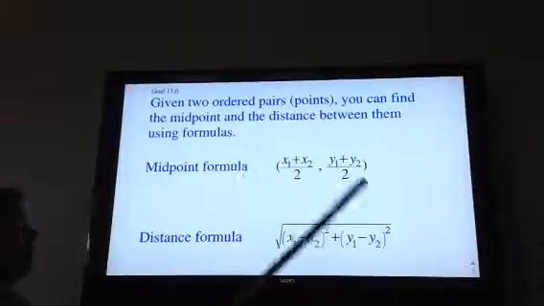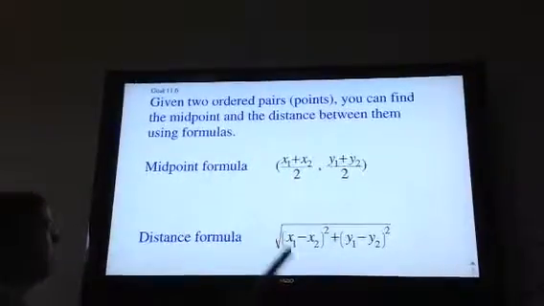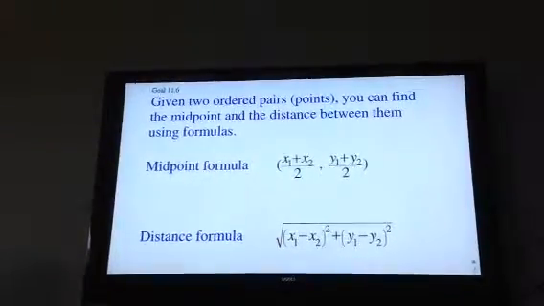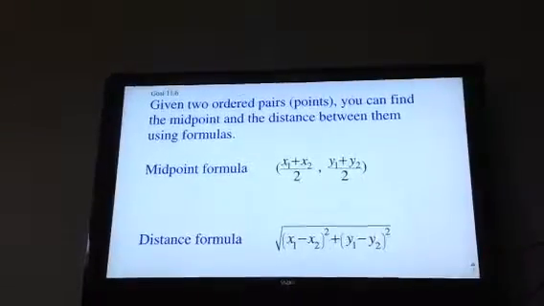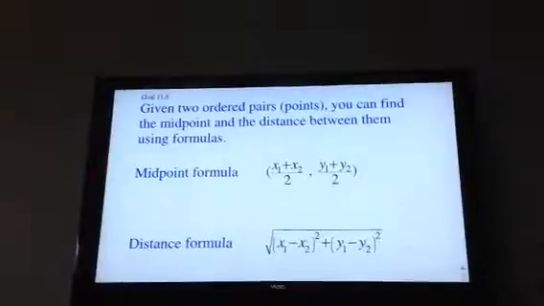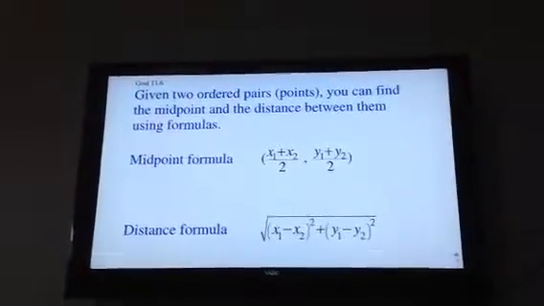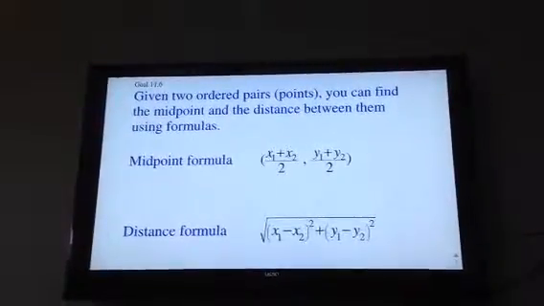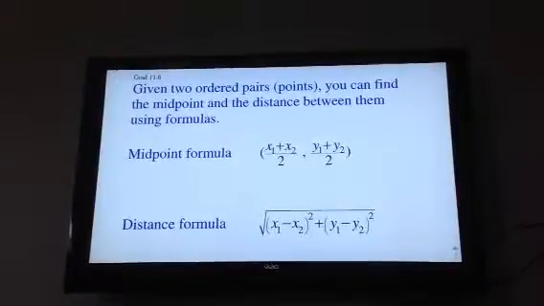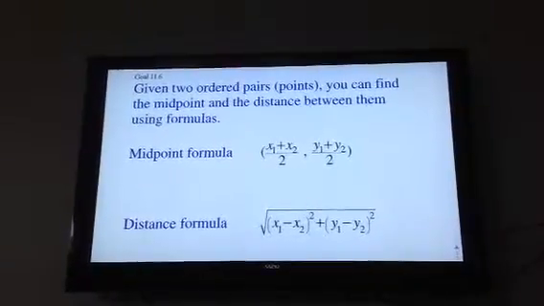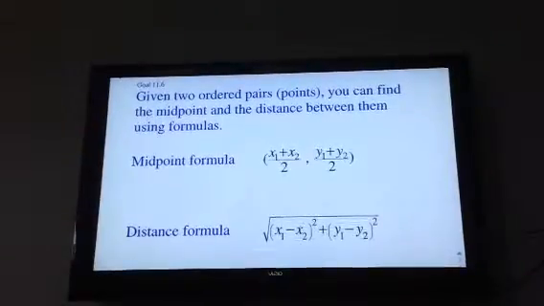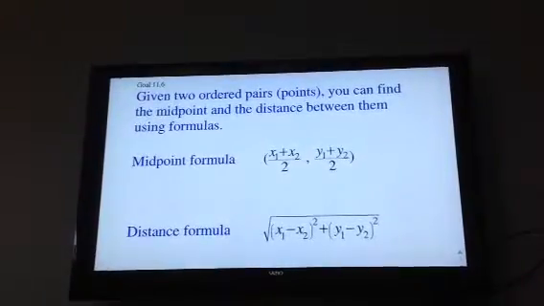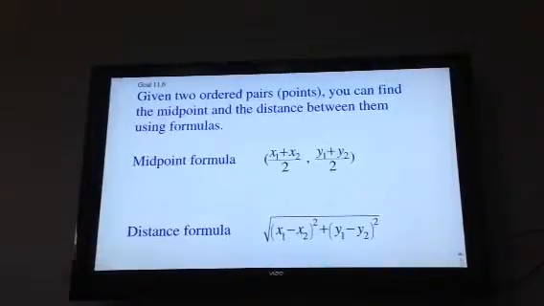So midpoint, pretty simple. Distance formula, a little more challenging to remember. Square root, quantity, x minus x, quantity squared plus y minus y, quantity squared. It doesn't really matter the 1's and the 2's, just be consistent about which ordered pair you're going to use first. But you're subtracting them, squaring them, and then adding the squares. So just look at it over and over so you get that memorized.